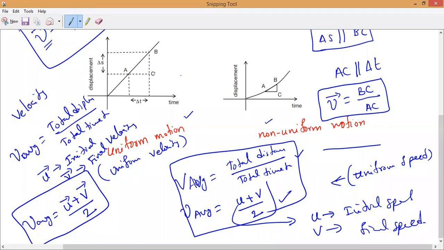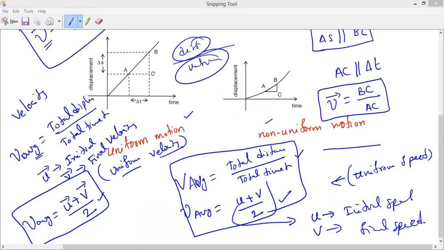We have to use the right formula in the right place always. Total displacement divided by total time taken is used when there is variable displacement and variable time period. This is the V average formula. If it is uniform velocity, then we can use this formula for calculating V average. Is it okay, guys? So kindly remember this formula also: average velocity is equal to U plus V divided by 2. That is what you have to remember.